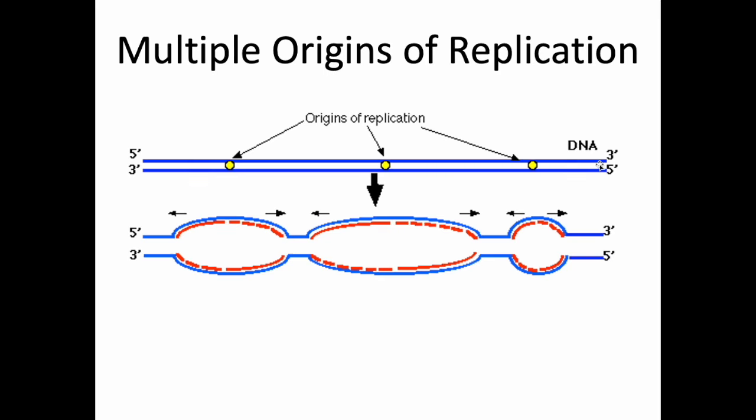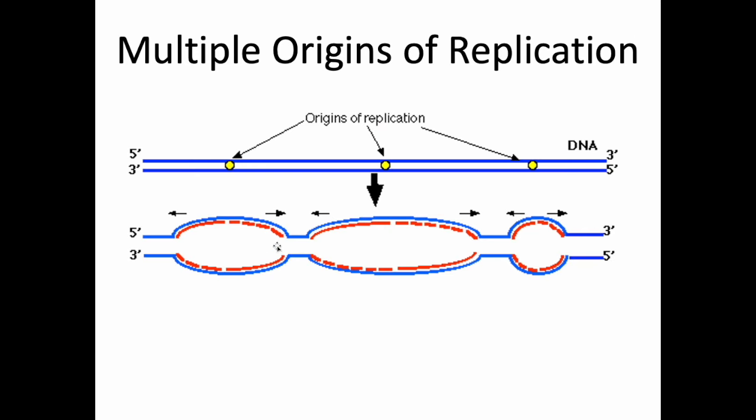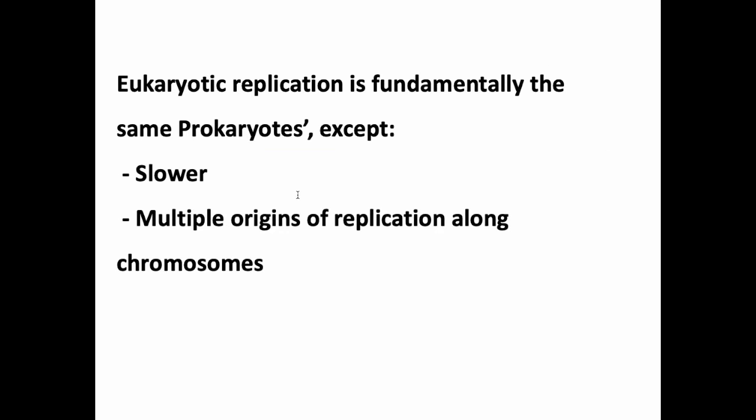So if we want to finish replication in a timely manner, we're not just going to have a single replication fork. If we're replicating a eukaryotic chromosome, we're going to have a bunch of replication forks. We're going to have multiple, what are called origins of replication, all along this big long chromosome. So here's a replication fork with leading strand, lagging strand. Here's a replication fork. Here's a replication fork. Here's one, here's one, here's one, and usually even more. So yeah, eukaryotes are going to have multiple origins of replication along their chromosomes, which again makes sense, they're bigger.